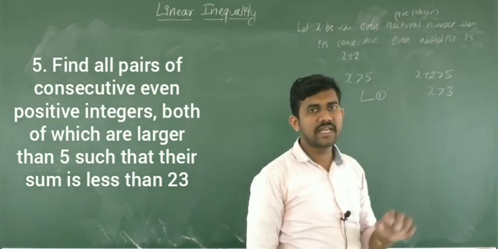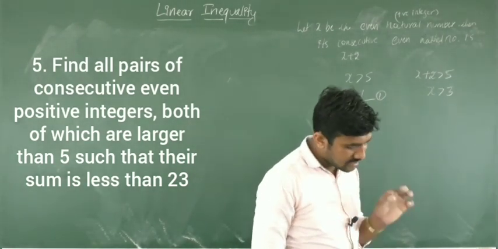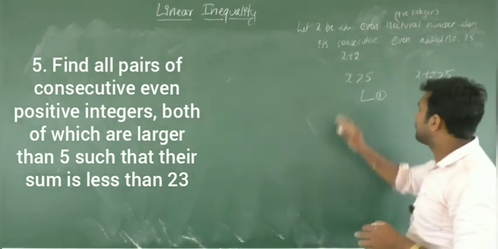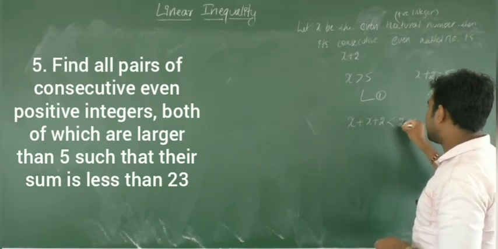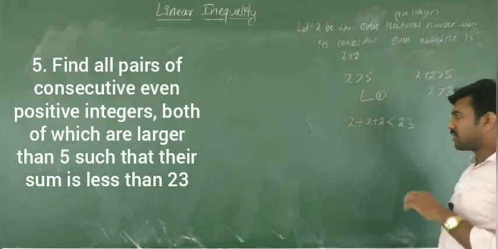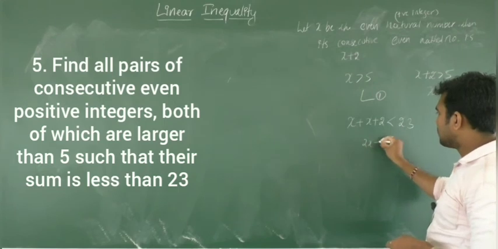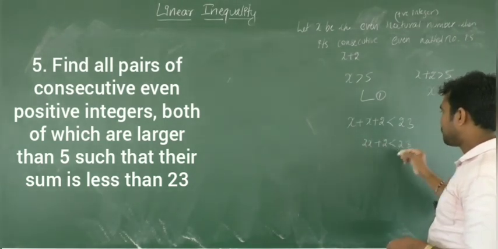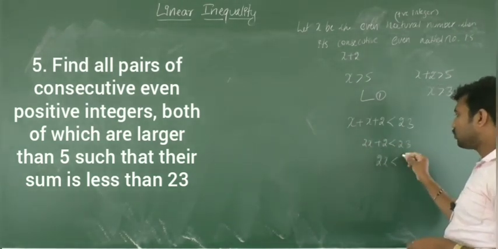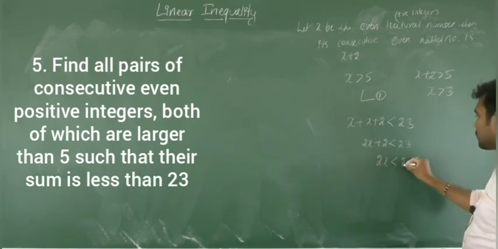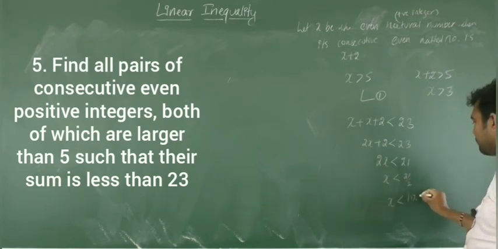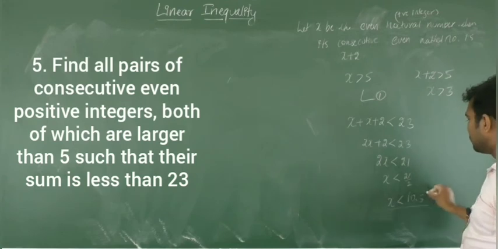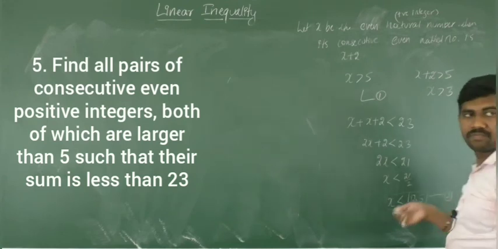Now the second condition they have given: their sum is less than 23. Means if you add x and x plus 2, their sum is less than 23. Okay, let's solve: x plus x is 2x, plus 2, less than 23. So 2x is less than 23 minus 2, that is 21. So x is less than 21 by 2, x is less than 10.5. Okay, see, this is the second equation.